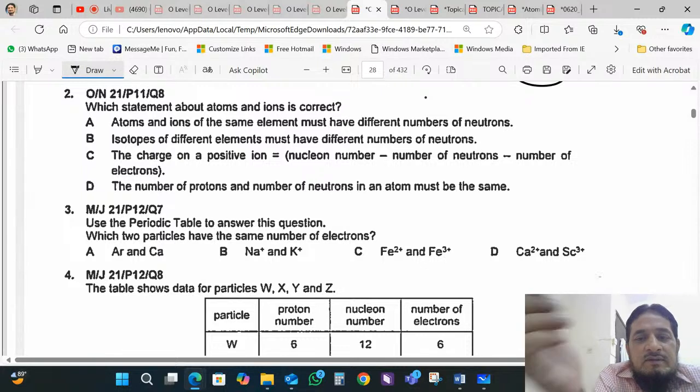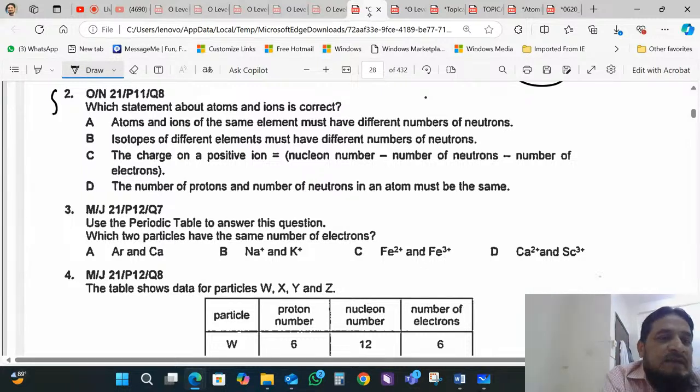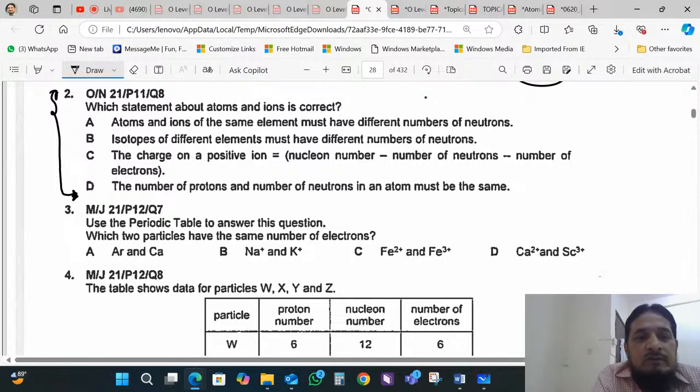So this is a technical question, and the new concept is there. See, we have to find which statement about atom and ion is correct. Atoms and ions of the same element must have different numbers of neutrons. No, he is saying atoms and ions of the same element must have different numbers of neutrons.